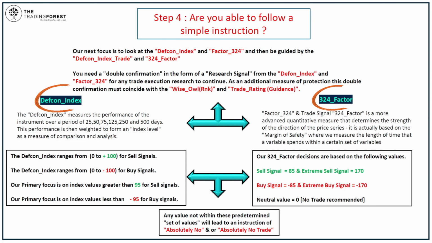The DEFCON index measures the performance of the instrument over a period of 25, 50, 75, 125, 250, and 500 days. This performance is then weighted to form an index level as a measure of comparison and analysis. Factor 324, in trade signal 324 factor, is a more advanced quantitative measure that determines the strength of the direction of the price series. It is actually based on the margin of safety, where we measure the length of time that a variable spends within a certain set of variables.